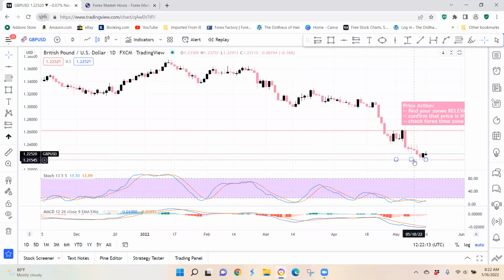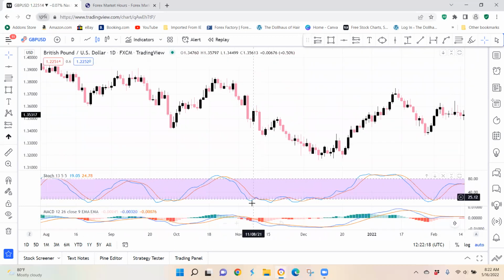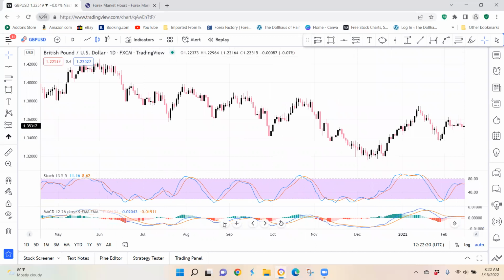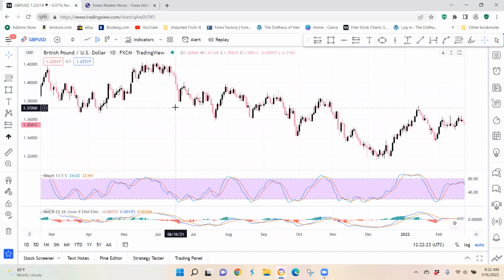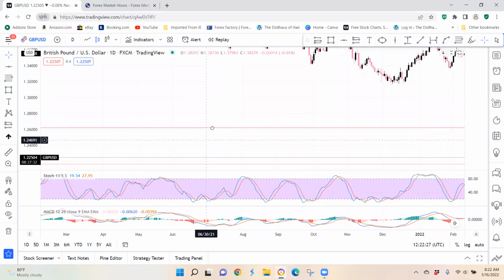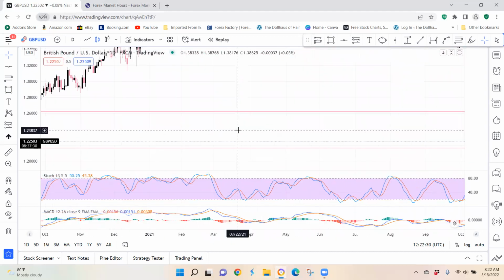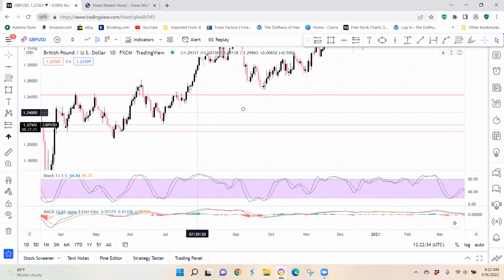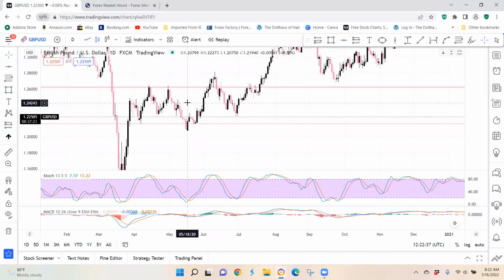So we know we have a zone right here, and we know we have our zone right here. I'm going to go back and zoom this out just a little bit because I can't see. You sometimes have to play with these just to see what's going on. So now we can see here's a point in time where this zone was respected and price bought there. So this is probably a good zone.